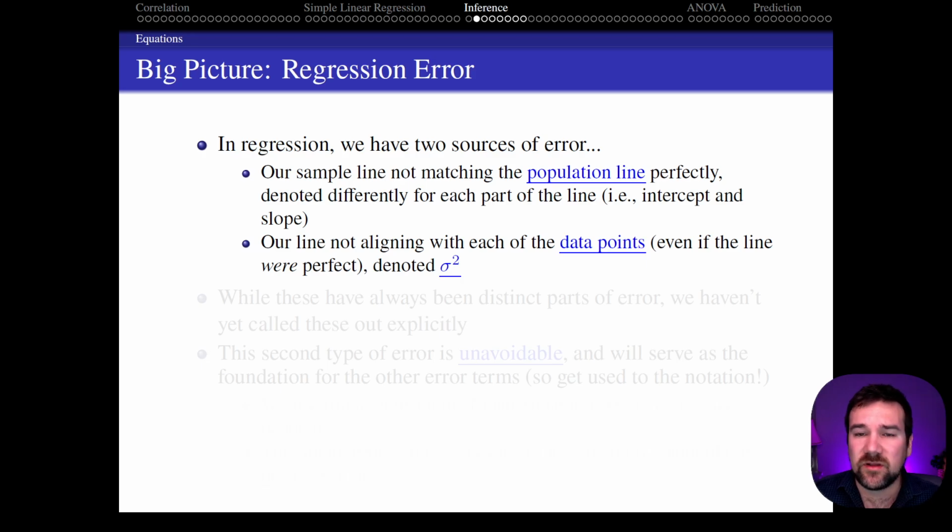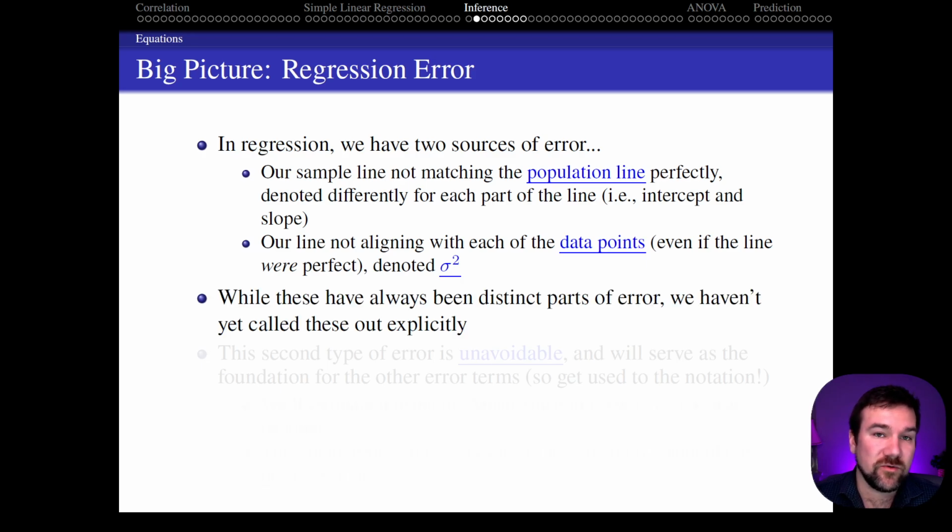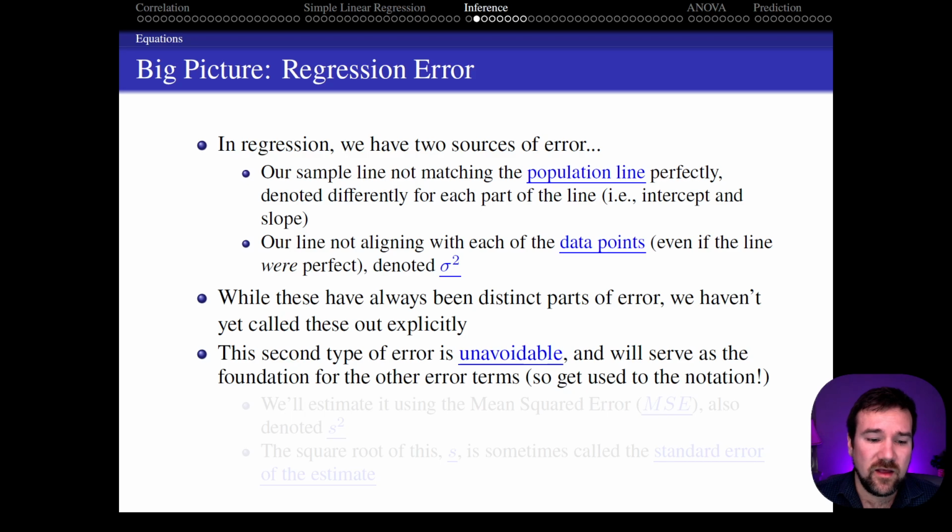Of course, in our sampling line matching our population line, if we do collect more information in our sample, it'll get closer and closer to the population line, which is fantastic. It's worth mentioning, I say this is true in regression. This has actually always been true. We just haven't really had the opportunity or the framework to call this out explicitly. That second type of error is unavoidable. That is, we're never going to perfectly predict each data point with a group mean or with a regression line. And this is going to serve as the foundation for our other error terms. So the sigma squared, get used to that notation.